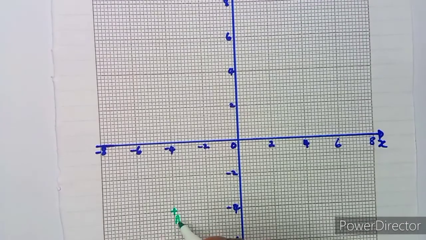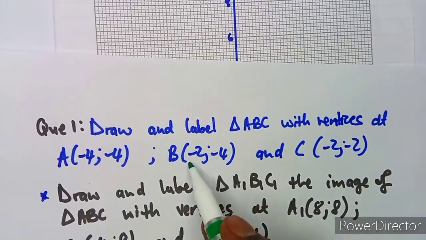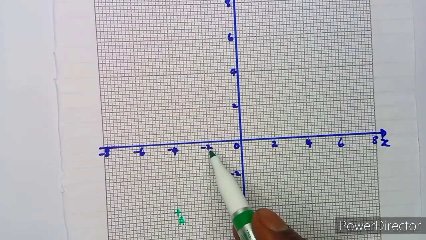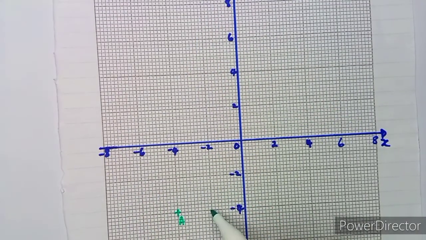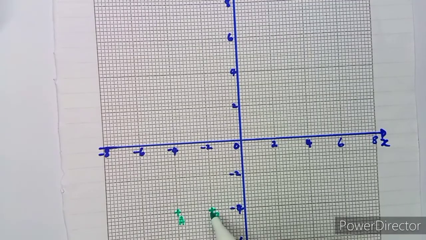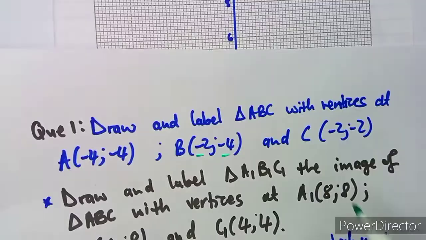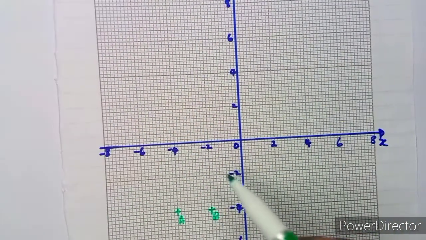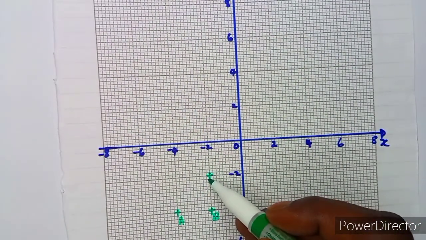So I'm just going to write this as A. My B is (-2, -4): -2 in x and -4 here. So that's my B here. Just write aside, don't write on the point B, just write aside. Then (-2, -2) for point C, -2, -2 here. This is my point C.